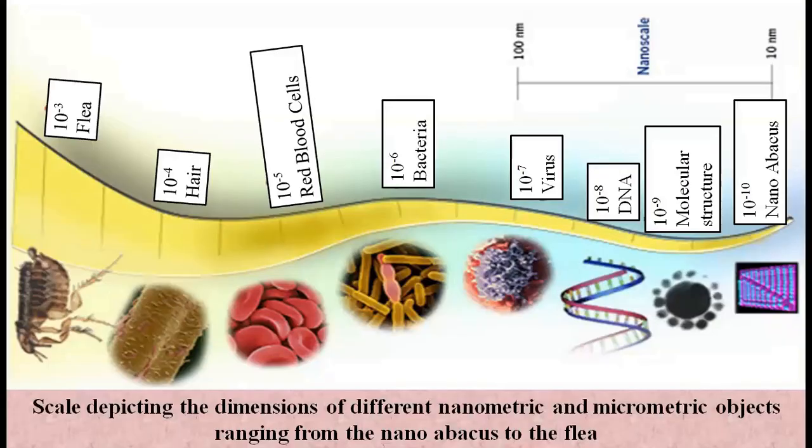So the scale I am talking about is this. On this scale, we find that this plate has the highest dimension. From this we find that the highest scale is for this creature, that is 10 to the power minus 3. Are you able to see my cursor?